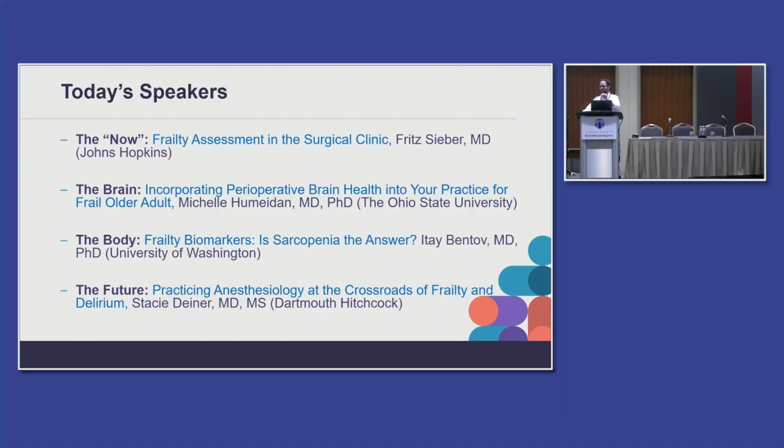We have four presentations today, and I'll give credit to Dr. Bentov, who figured out the proper framing for what this sequence will be. We're going to talk about the now of frailty in surgical practice, which is Frailty Assessment in the Surgical Clinic by Frederick Sieber at Johns Hopkins University. The brain, Frailty in the Brain, Incorporating Perioperative Brain Health into Your Practice for Frail Older Adults by Michelle Humidan at The Ohio State University. The Body, Frailty Biomarkers: Is Sarcopenia the Answer, and that's by Dr. Bentov at University of Washington. And then Looking to the Future, Practicing Anesthesiology at the Crossroads of Frailty and Delirium.